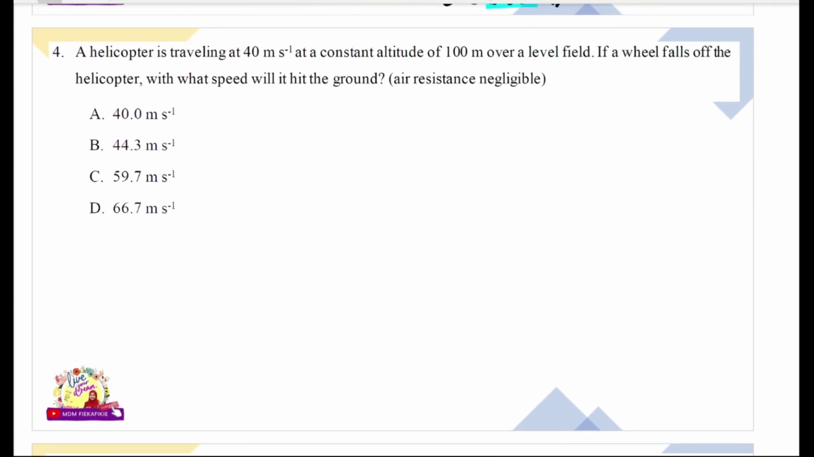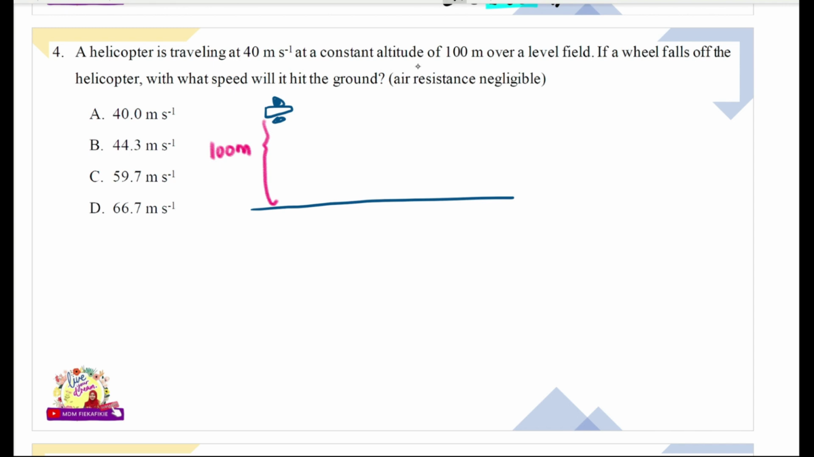So, now question number 4. Okay. So, look at question number 4. So, here we have a helicopter. Alright. Is traveling at 40 meter per second at constant altitude of 100 meter over a level field. Okay. So, means that, so this is the ground. Okay. And this is the helicopter. Okay. And it is 100 meter from the ground. And then, if a wheel falls off the helicopter.